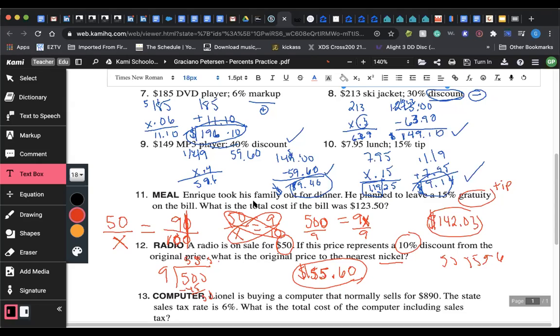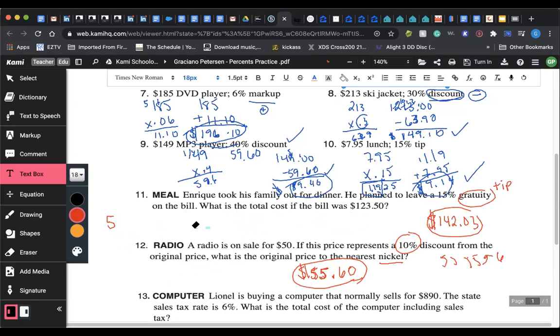All right, so now we have number 13 with Lucretia. Okay, it says Lana is buying a computer that normally sells for $890. Say the state sales tax rate is 6%. I converted the 6%. I multiplied the 890 with the 6% sales tax. Got 53.40. I added that to the 890, and my final answer was 943.40. Perfect. It sounds good to me.